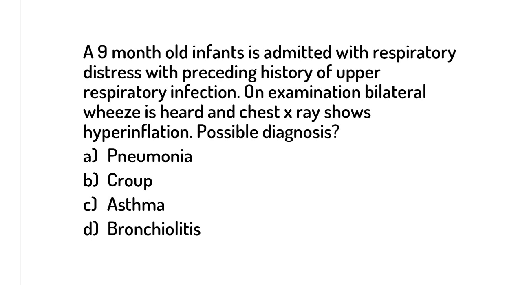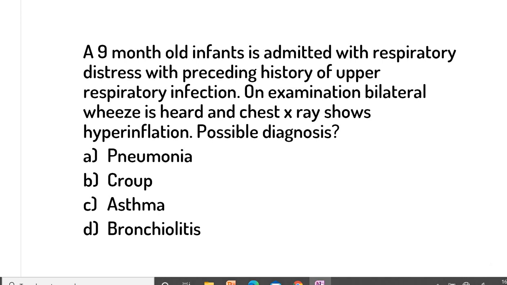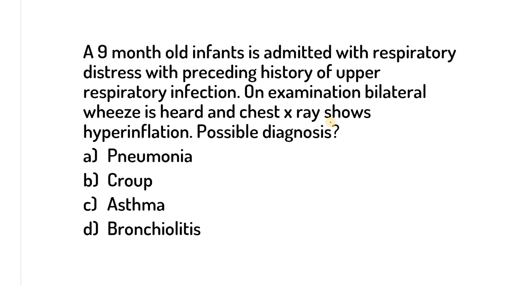One more question on respiratory tract infection. This was asked in a recent exam. A 9-month-old infant is admitted with respiratory distress with a preceding history of upper respiratory infection. On examination, bilateral wheeze is heard and the chest X-ray shows hyperinflation. What is the possible diagnosis? Respiratory distress points to a lower respiratory problem or infection. Preceding means that before this episode, the child also had an upper respiratory problem.